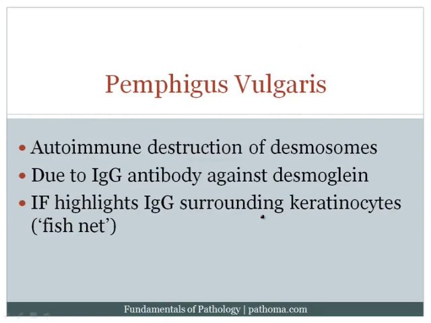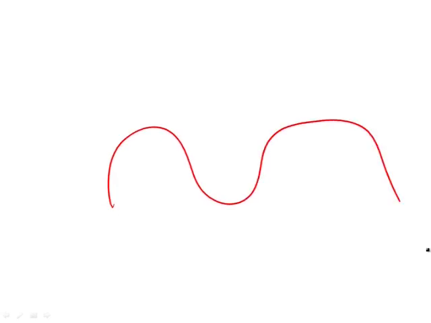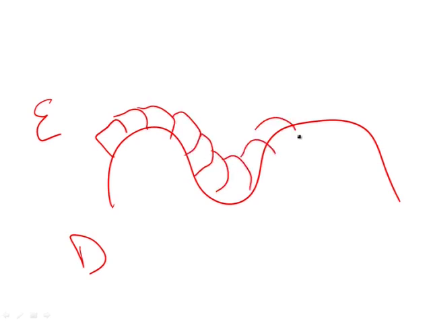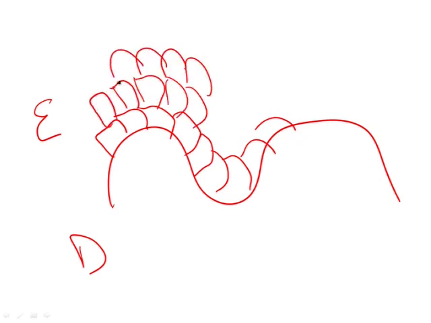The first disorder is pemphigus vulgaris. This is when you get autoimmune destruction of the desmosomes, and it's due to an IgG antibody against a component of the desmosomes called desmoglein. Now let's go back and remind ourselves that if this is the dermal epidermal junction, so epidermis here and dermis here, you've got your basal cells, which are the keratinocytes that are up against the basement membrane, and then remember that the next layer is called the stratum spinosum, or the spinal layer. These cells are connected by desmosomes.